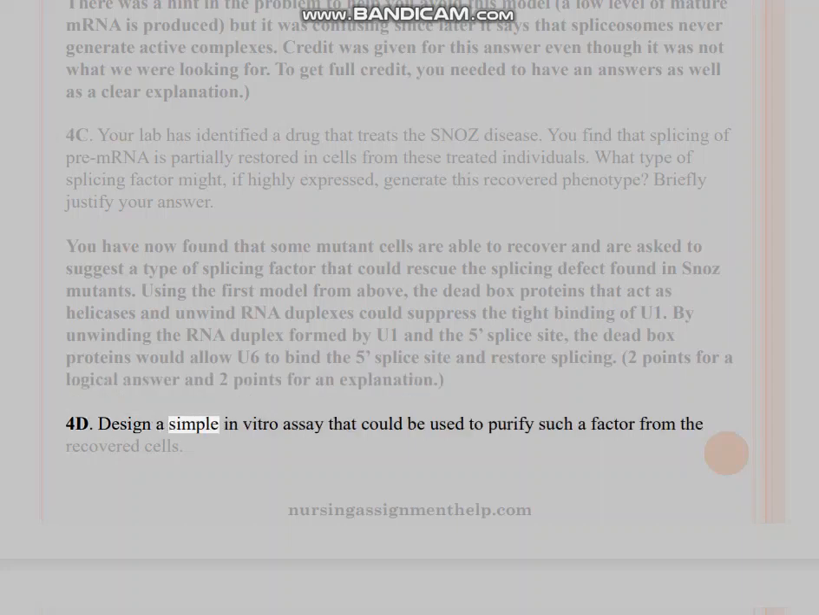4D. Design a simple in vitro assay that could be used to purify such a factor from the recovered cells.